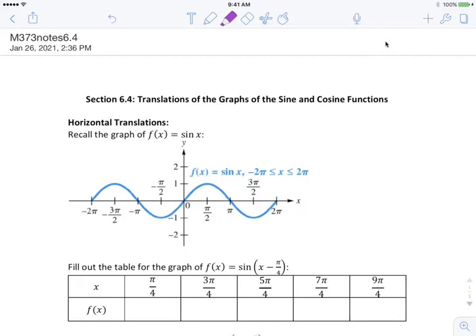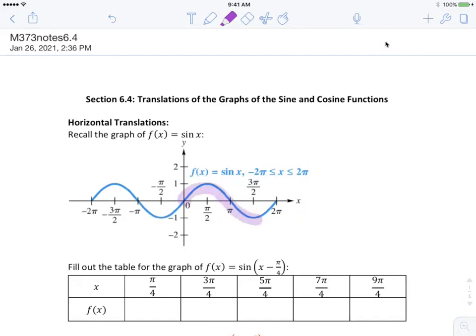Going to try some 6.4, more on the graphs of sine and cosine, some different translations. We'll focus on horizontal and vertical translations. To start that, let's do some experimenting. So there is the graph of sine x. Good to pretty much just know what that looks like, right? At least one cycle, right?